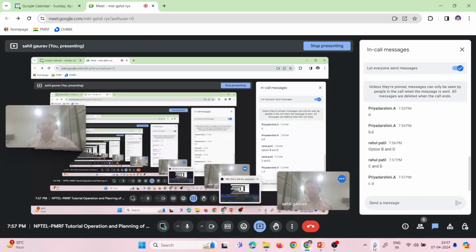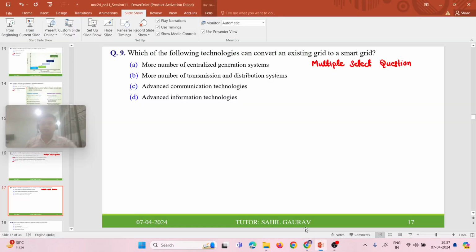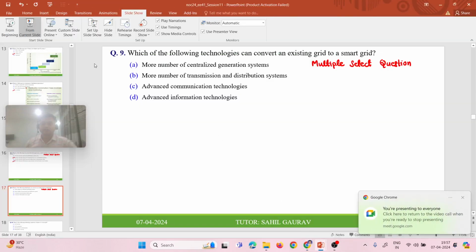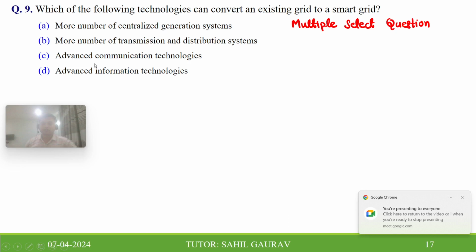Yes, very good, Pridarshini. C and D are the correct options. Rahul Patil, you are also correct. Both advanced communication technology and advanced information technology can convert an existing grid to a smart grid.